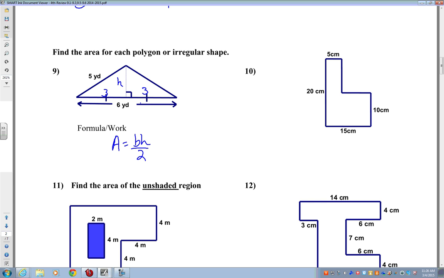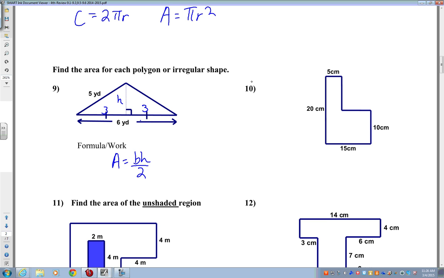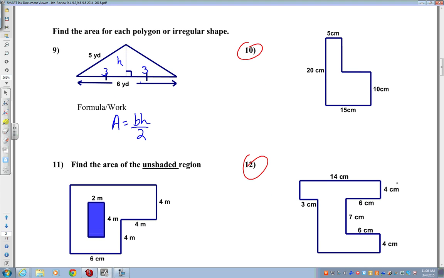Now, the ones that are similar to the test are 10 and 12. You're going to see one like 10 and one like 12 on the test tomorrow. When dealing with these types of problems, there's not just one way to solve it.